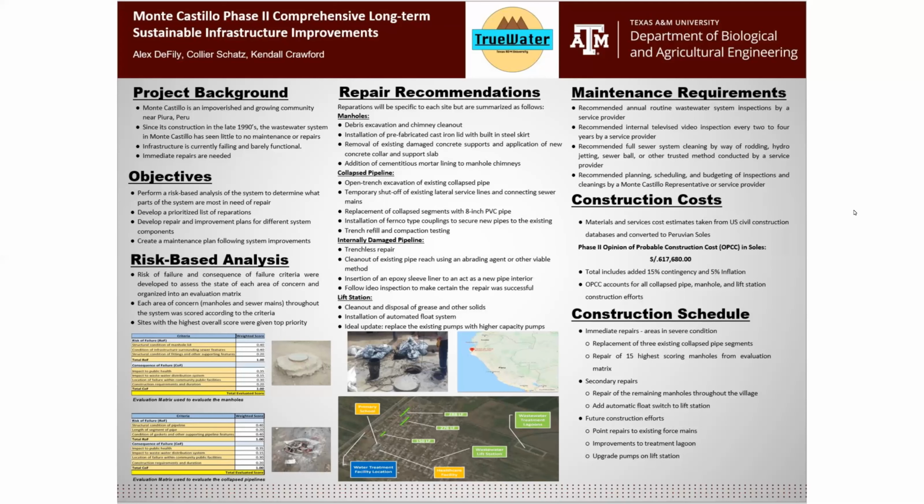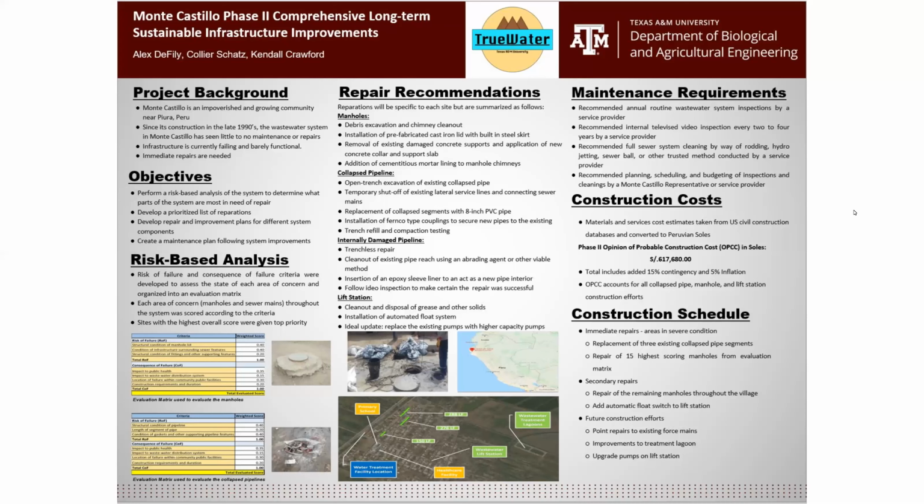There's a lot of things going wrong with it. As you can see from some of the pictures of the manholes, some of the manholes are caving in, and the lids are collapsing, allowing debris to enter the system. Other manholes are protruding up from the street, causing hazards for cars and other users of the street. And so the system as a whole is just falling apart. There are sections of collapsed pipe throughout the system. On the map down below on the poster, you can see about 714 feet of collapsed piping in the system. And so immediate repairs are needed.